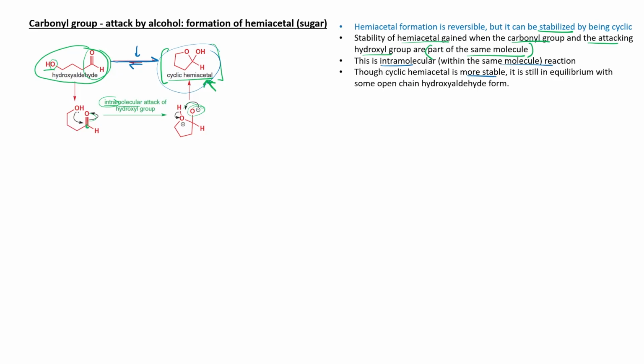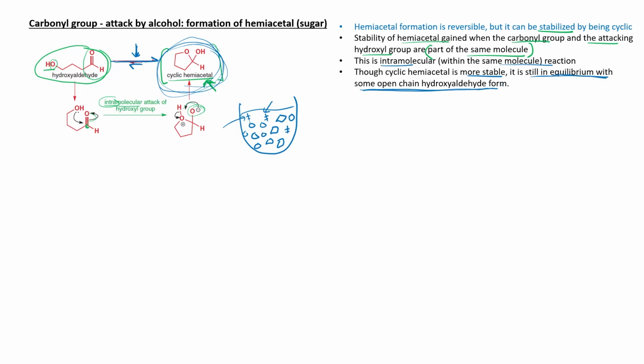Though the cyclic hemiacetal is more stable, it's still in equilibrium with some open chain hydroxyaldehyde form. What does it mean? Let's say you do the reaction in a beaker. You have cyclic, cyclic, cyclic, cyclic, but there will be some open chain, open chain, okay? That's what it means. But the number of cyclic is much more than the number of open chain, because the equilibrium is still more favorable to the product, which is stabilized as the cyclic hemiacetal. But remember, there is still some open chain, because it is still in equilibrium with some open chain hydroxyaldehyde form.